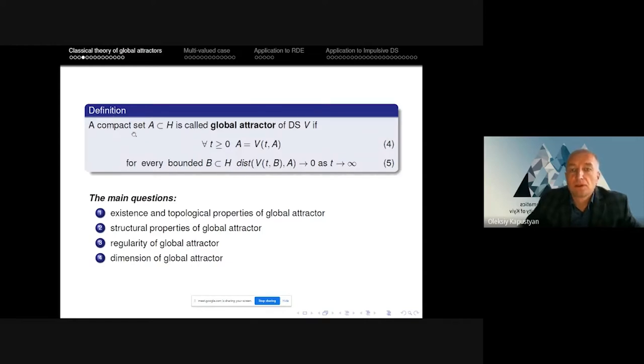What does it mean, global attractor? So a compact set A is called the global attractor of the dynamical system V if A is an invariant set and a uniformly attracting set. It's easy to see that if a global attractor exists, then it's unique and it's maximal among all bounded invariant sets and minimal among all closed uniformly attracting sets.